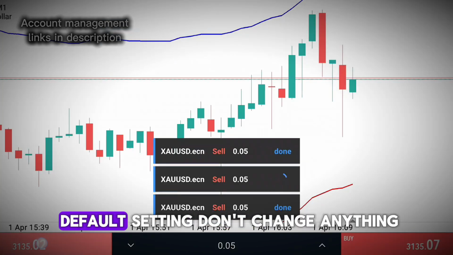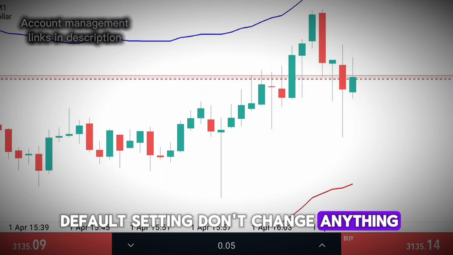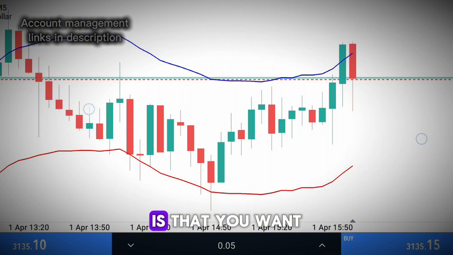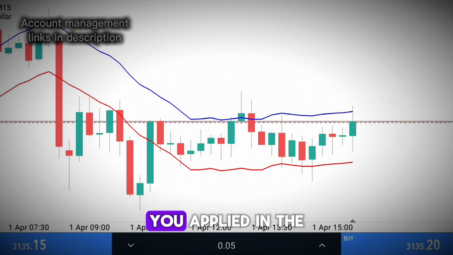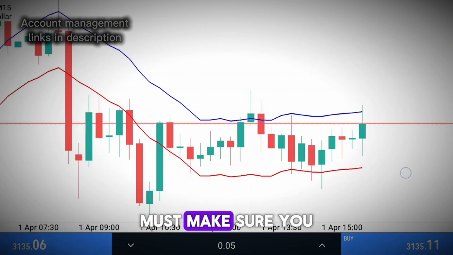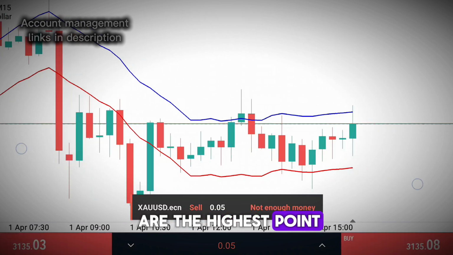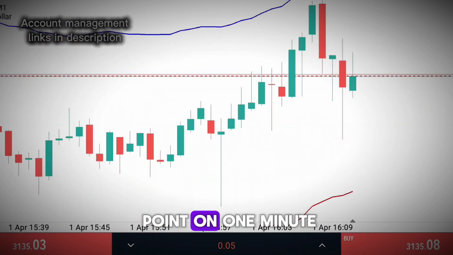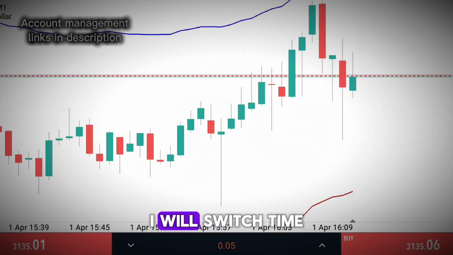So I had its default setting, don't change anything. And the thing about this indicator is that you want to apply the same thing you applied in the past one. You must make sure you are at the highest point. On 15 minutes, I'm at the highest point. On 1 minute, I'm not at the highest point. So I'll switch time frame again.